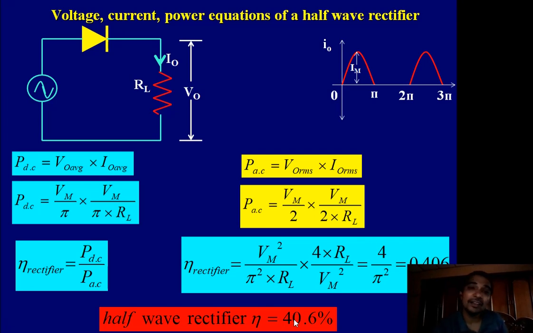What does it mean? Out of the total output power, only 40% is DC, right? The remaining 60% is AC, which is not useful. Only 40% is DC. This is about the half wave rectifier.